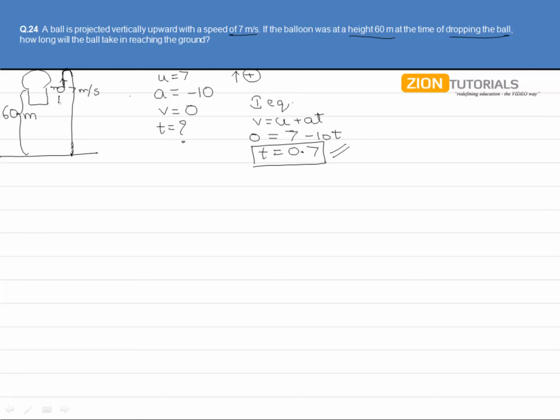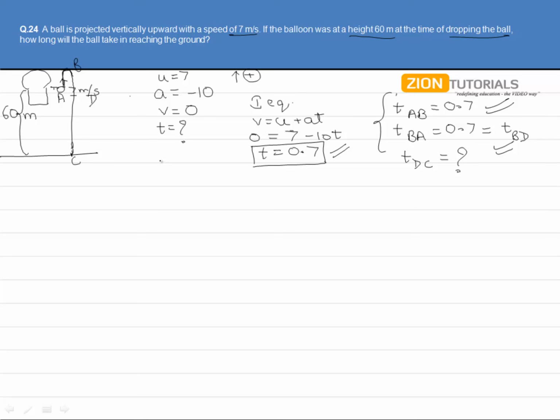Now, if we mark these points as A, B and C, we can say that the time taken for the journey AB is equal to 0.7. We can also appreciate the fact that the time taken from B to A will also be 0.7. So if we mark a point D over here, this is equal to time BD. Now, the task remaining at this point is to find the time DC.